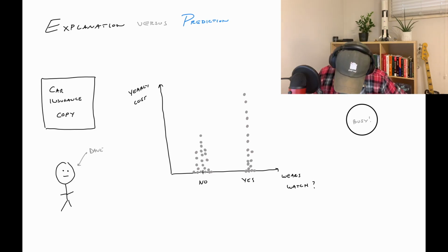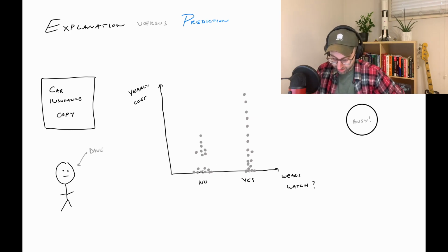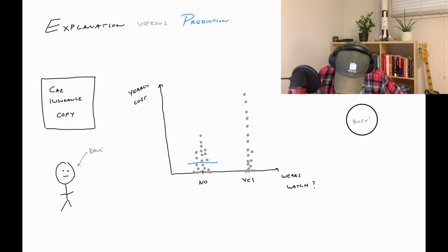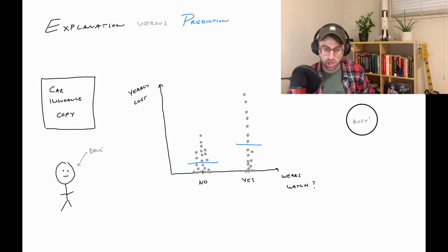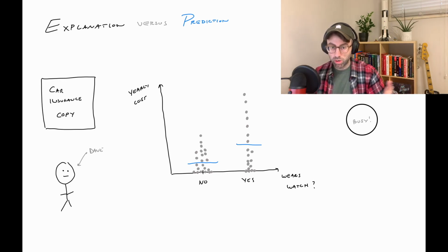But I'm going to draw two lines. Let's put one here and one here. I'm more or less making these up because I'm eyeballing it, but I'm going to say those are the averages within those two groups. So on average, folks that don't wear a wristwatch get in fewer or less severe accidents, and this car insurance company ends up paying out less money, whereas folks like me who wear a wristwatch get into more or more severe accidents, and they end up paying out money. So we would say that there is a correlation or an association between wearing a watch and the yearly payout from this company.